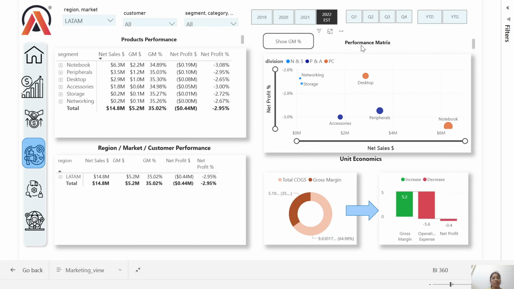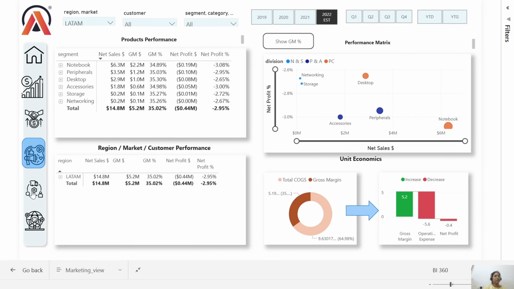Then moving to the performance matrix. Here all the divisions, like notebooks, desktops and peripherals, are below 0% net profit, showing across all the segments. No product line is profitable in Latin America currently. So the AtliQ marketing team is focusing on this area to improve net sales, at the same time reducing the discounts and controlling operating expenses, focusing on high margin products to increase the sales rate, and working on cost optimization to turn loss into profits.